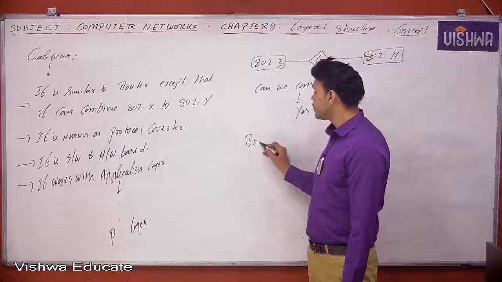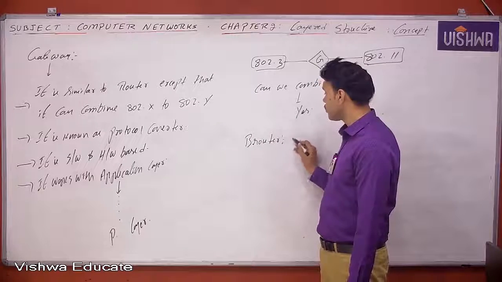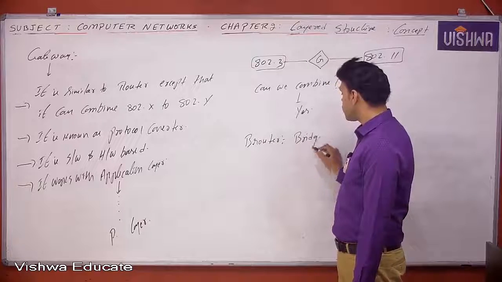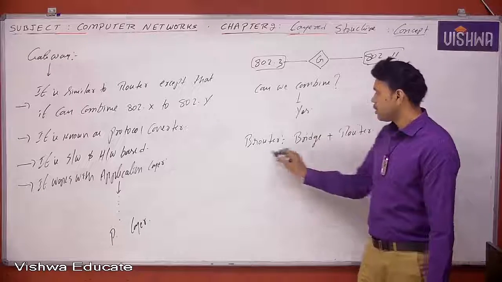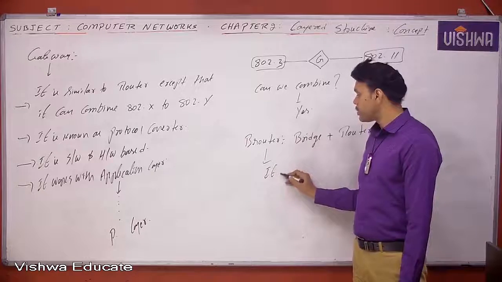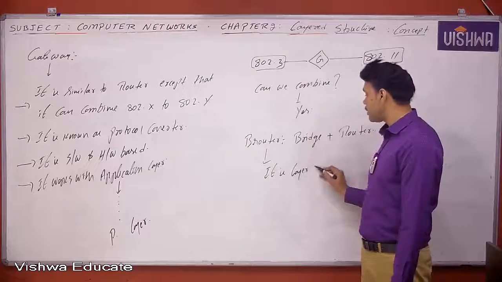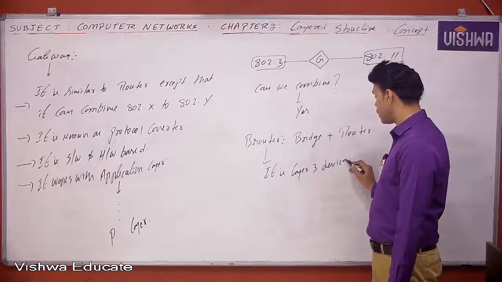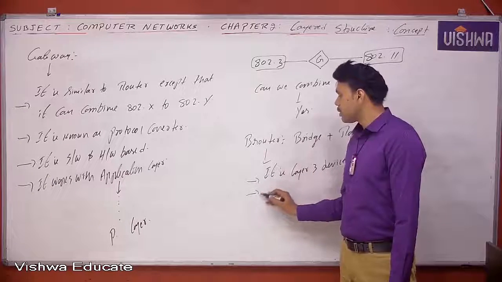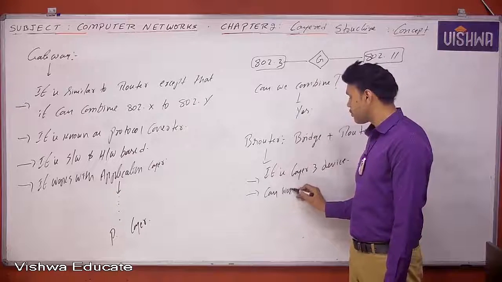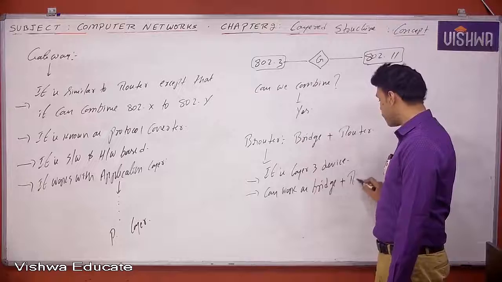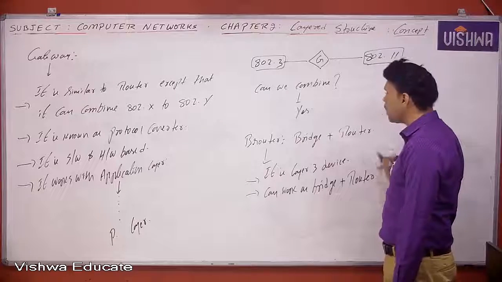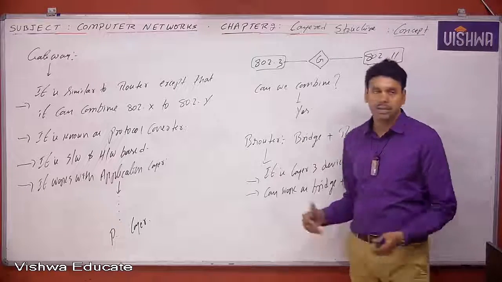And the next device is the brouter. The brouter stands for bridge plus router. It is a layer 3 device, which can work as a bridge as well as a router. Okay, just copy them.